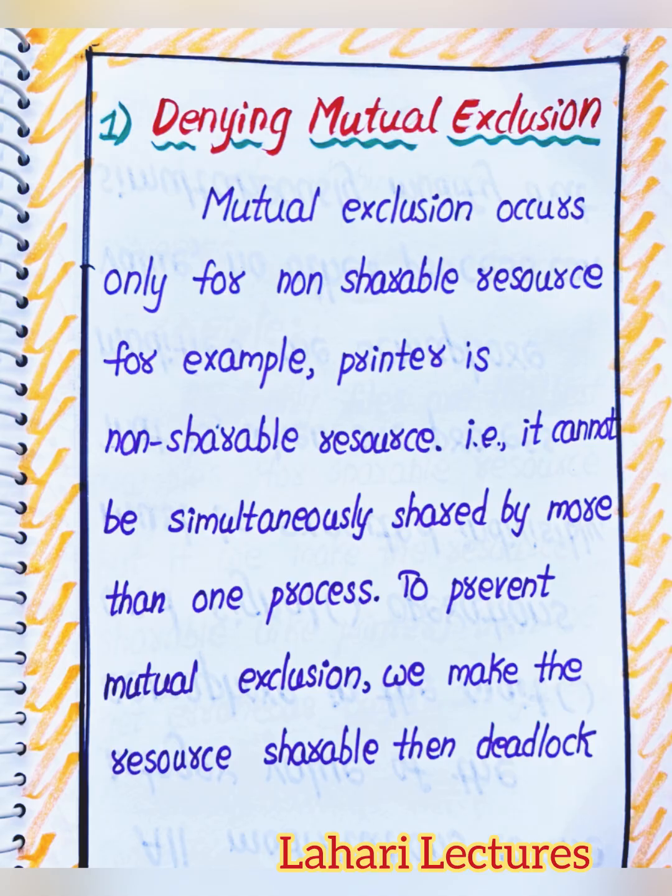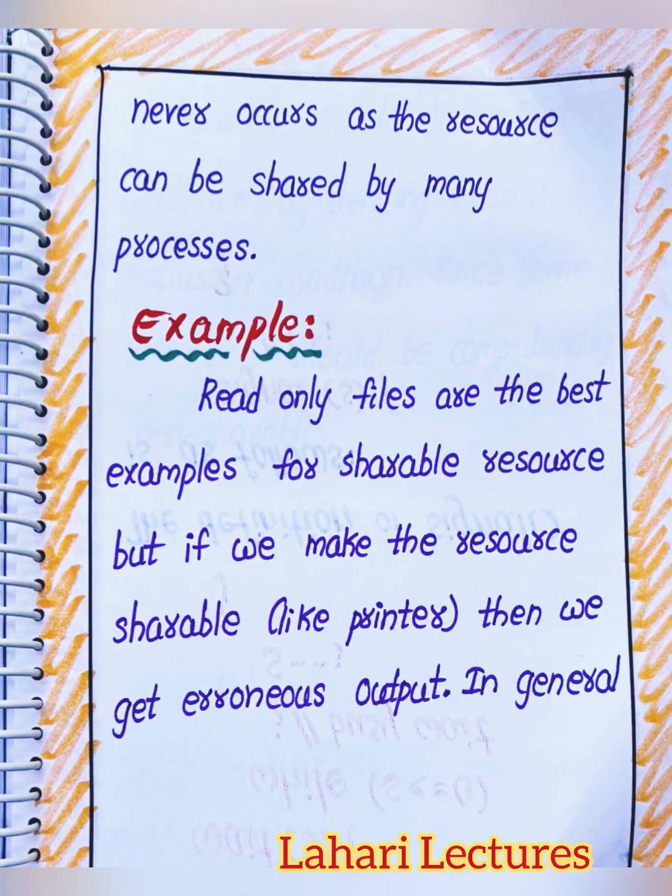Mutual exclusion occurs only for non-shareable resource. For example, printer is non-shareable resource, that is, it cannot be simultaneously shared by more than one process. To prevent mutual exclusion, we make the resource shareable, then deadlock never occurs as the resource can be shared by many processes. Example, read-only files are the best examples for shareable resource.